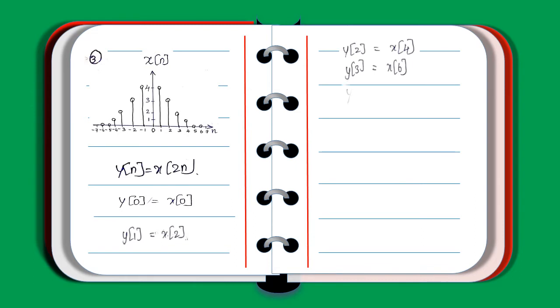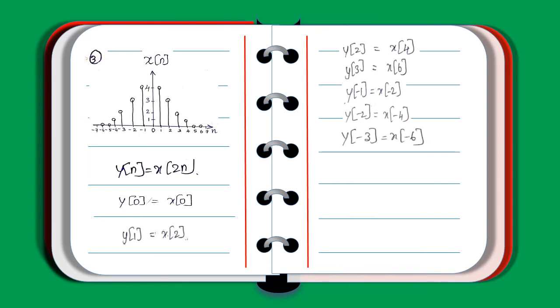And n is equal to minus 1, y of minus 1 is equal to x of 2 into minus 1, that is x of minus 2. The value of x of minus 2 is 3 here. So y of minus 1 is equal to 3. Y of minus 2 is equal to x of 2 into minus 2, that is x of minus 4. As per the diagram, x of minus 4 is equal to 1. So y of minus 2 is equal to 1.